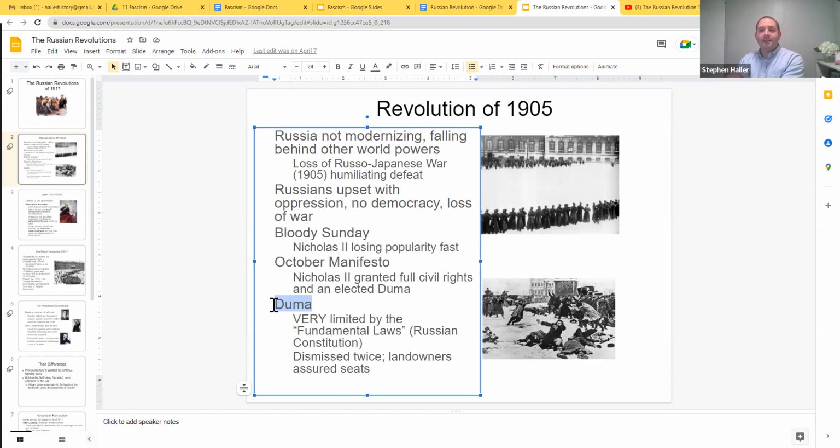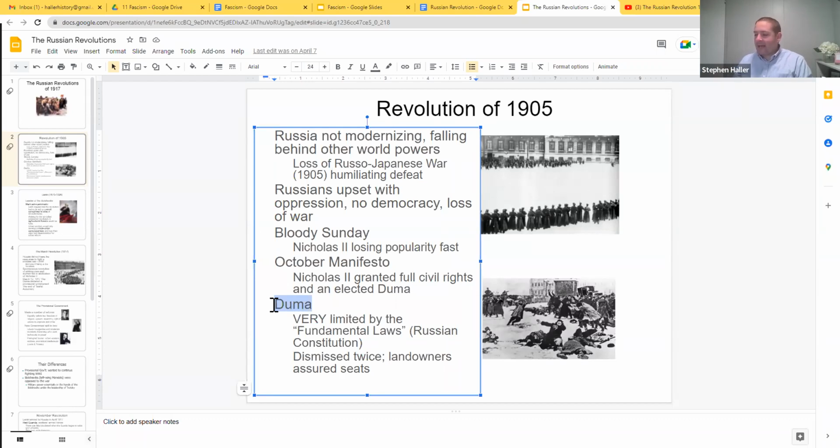The Duma is a deliberative assembly. It's a parliament. Now, this parliament is not the open democracy that you might anticipate. Instead, it's extremely limited by what are called the fundamental laws, the Constitution of Russia. And it's basically a place for the oligarchic families to exert a lot of control. Again, it's not an open democracy in the way that you might anticipate.